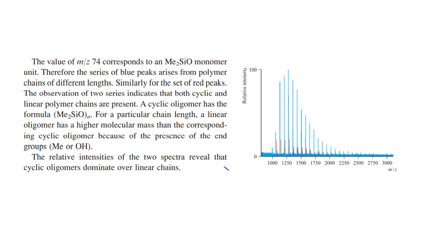So you can see the logical reason for this mass spectrum of this MALDI-TOF technique: the spacing corresponds to the monomeric Me2SiO unit, and the red signal is for the minor amount, the linear chain part, but the blue signal is for the cyclic oligomeric part, and the spacing corresponds to this Me2SiO monomer.